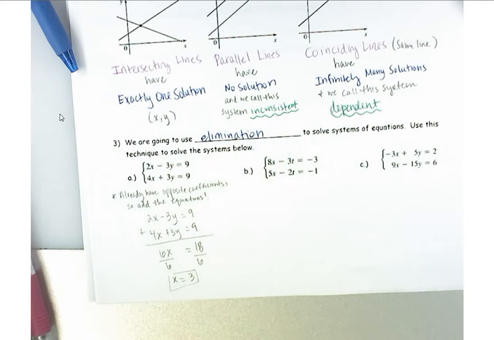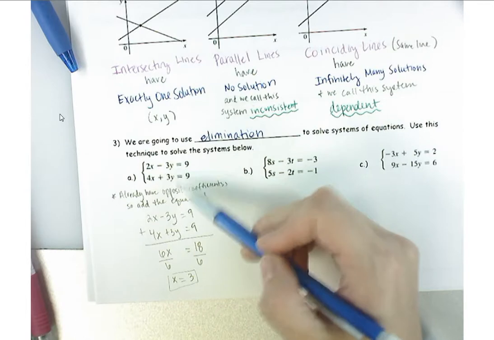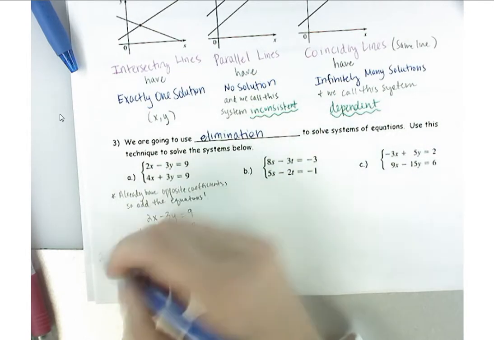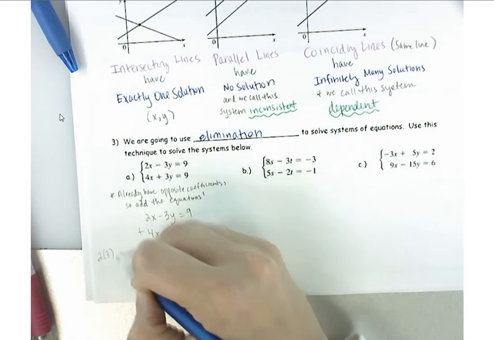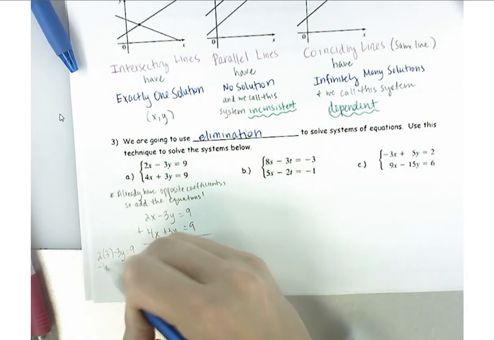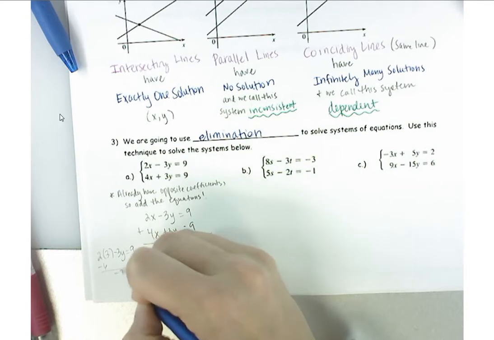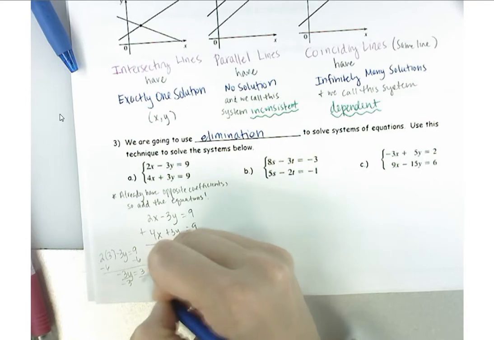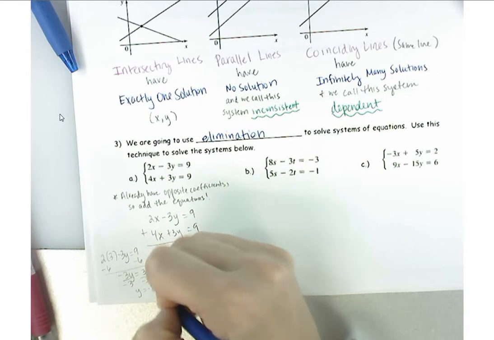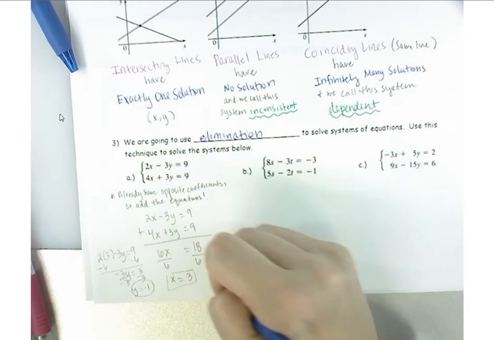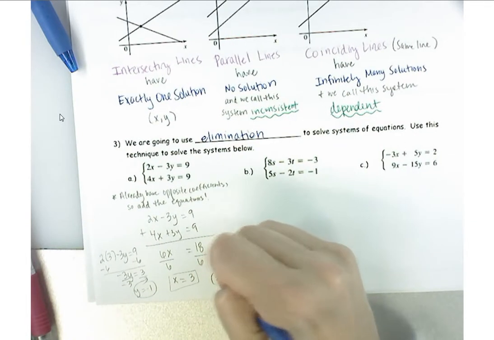Okay, now to find y, I can substitute x into either one of those. It doesn't matter which one. So I have 2 times 3 minus 3y equals 9. 2 times 3 is 6, so I'm going to subtract 6 from both sides. I'll get negative 3y equals 3. And then y is going to equal negative 1. And then you're always going to write your solution as a point. So this will be 3, negative 1.